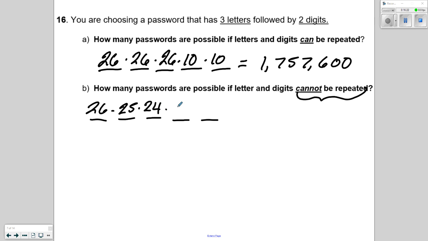Same thing for the digits. We still have 10 for the first digit, but if we choose 5, we can't choose it again, so that means we have 9 options. So that brings us to 1,404,000 different passwords that we could create with those stipulations.